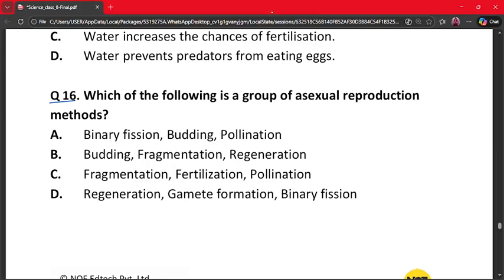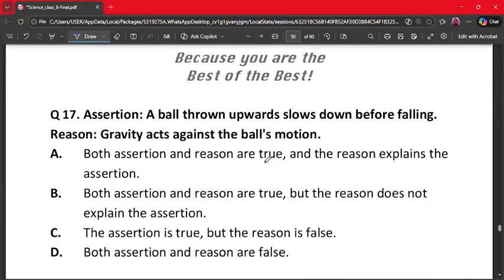C. Fragmentation, fertilization and pollination. D. Regeneration, gamete formation and binary fission. The correct answer is option B. So budding, fragmentation and regeneration all are asexual methods and they involve only one parent. Therefore option B is the correct option. Our next question is question number 17.